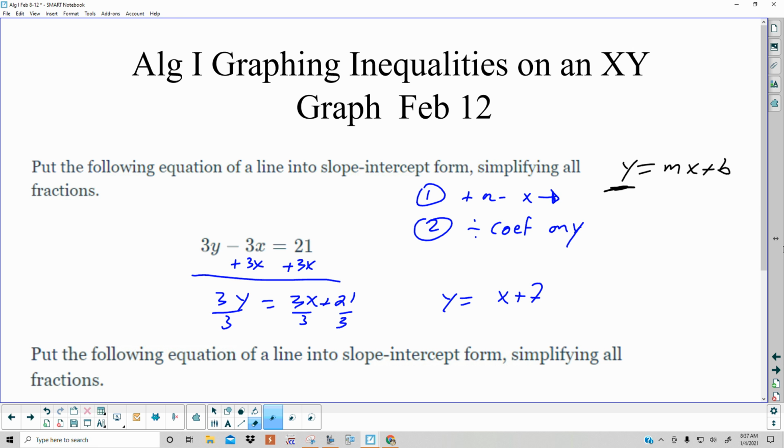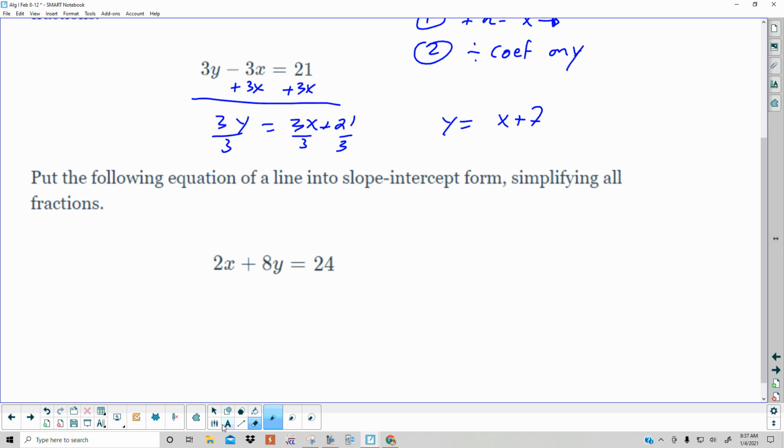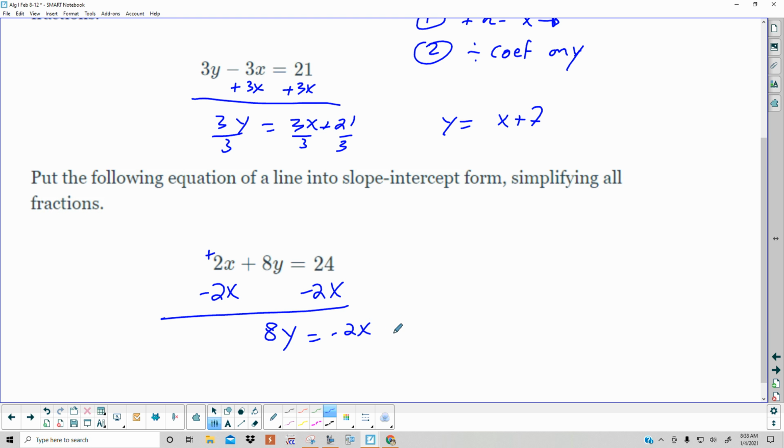All right. Give you another example to remind you how to do it. First thing you always do is move the x's to the other side by adding or subtracting. Currently it's a positive 2x, so you're going to subtract a 2x. Then you're always going to divide the coefficient on the y to everything. And you get y is equal to, reduce the fraction, negative 1/4 x plus 3. And that would be your final answer.